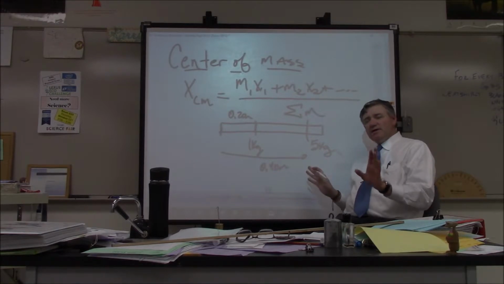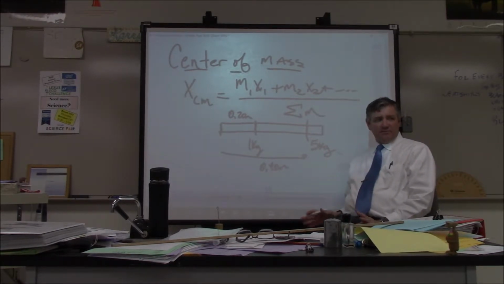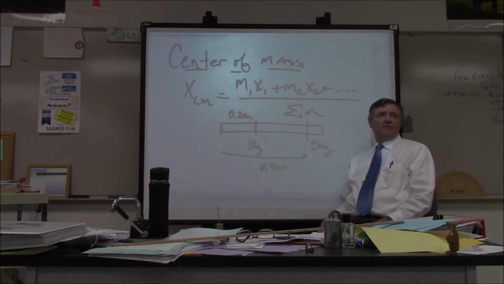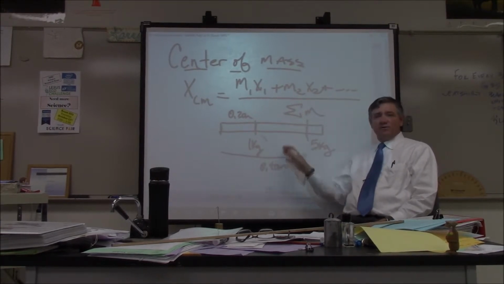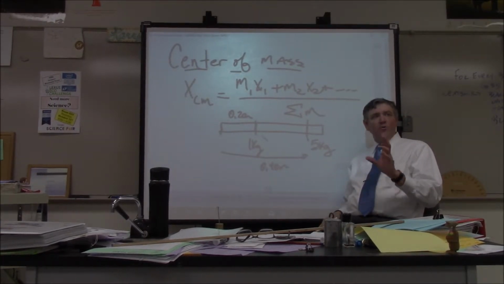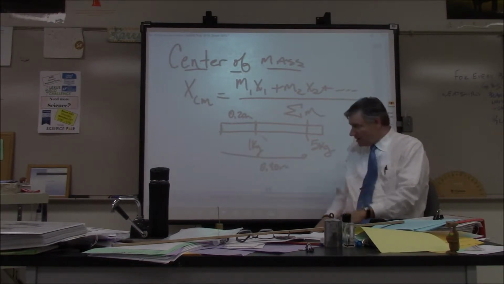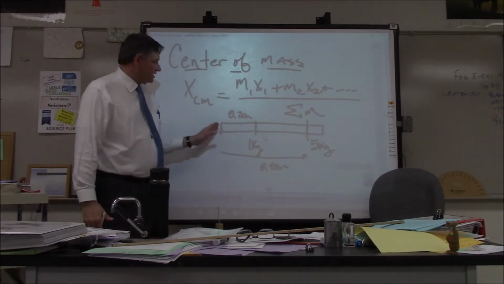So before we do any calculations at all, where do you think the center of mass is going to be between? Closer to the 1, closer to the 5, because that's where you're going to have more mass. What we're trying to find is the single point where we can make this thing balance. That's what we're after.